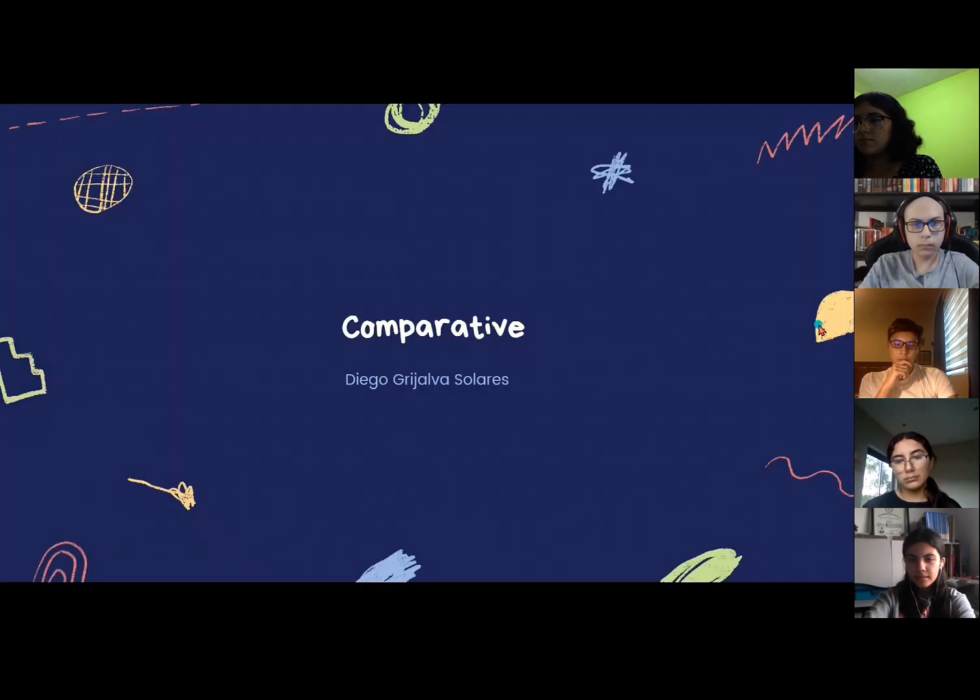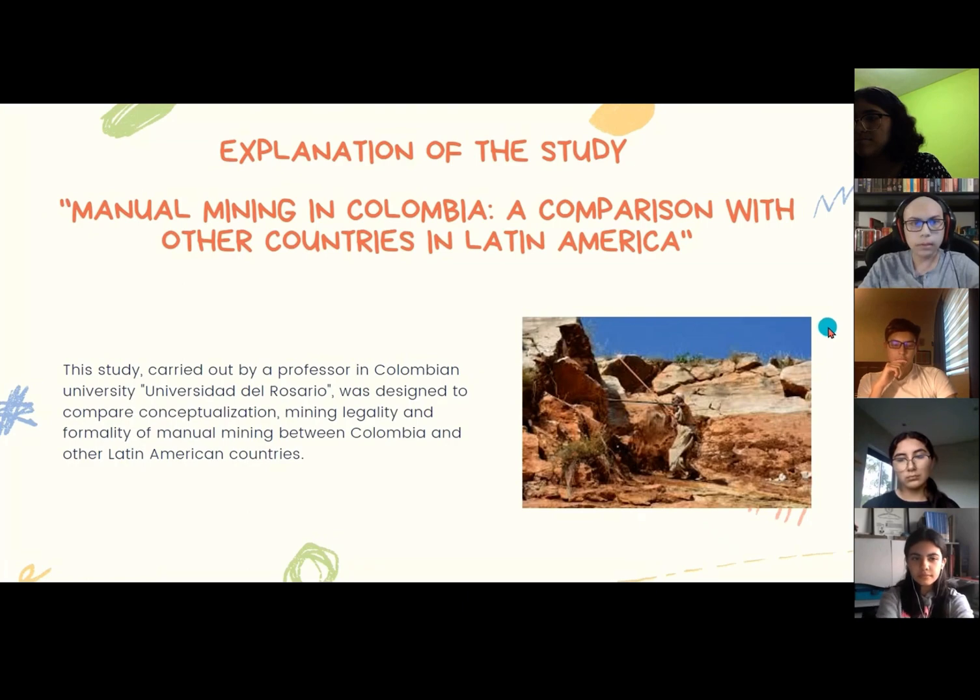I will be presenting a comparative study. The study is named Manual Mining in Colombia, a comparison with other countries in Latin America. This study, carried out by a professor at a Colombian university, Universidad del Rosario, was designed to compare conceptualization, mining legality, and formality of manual mining between Colombia and other Latin American countries.